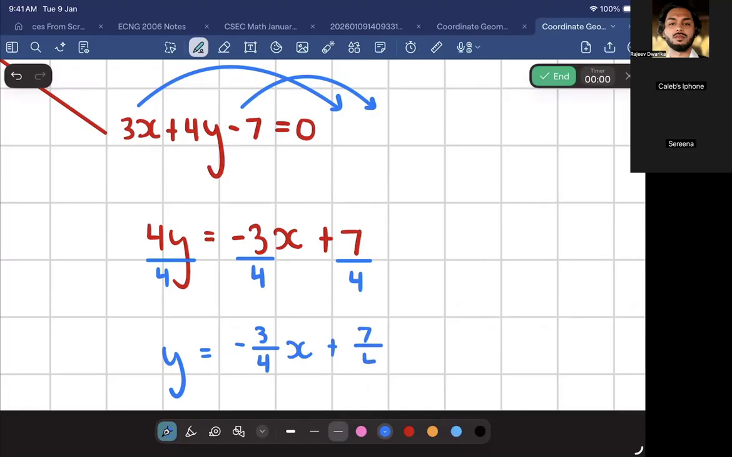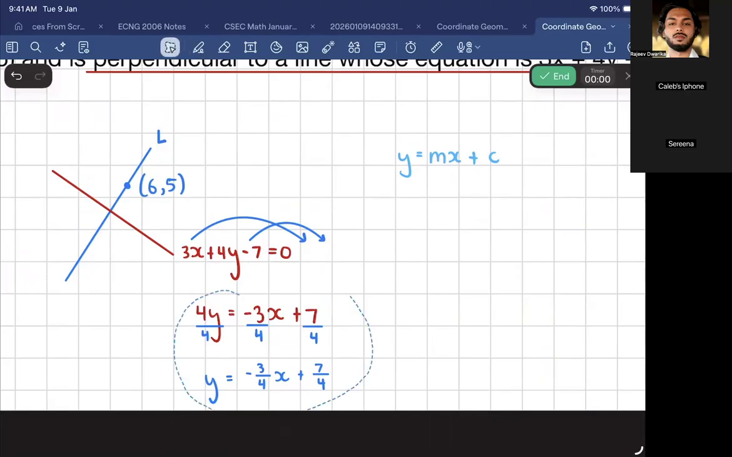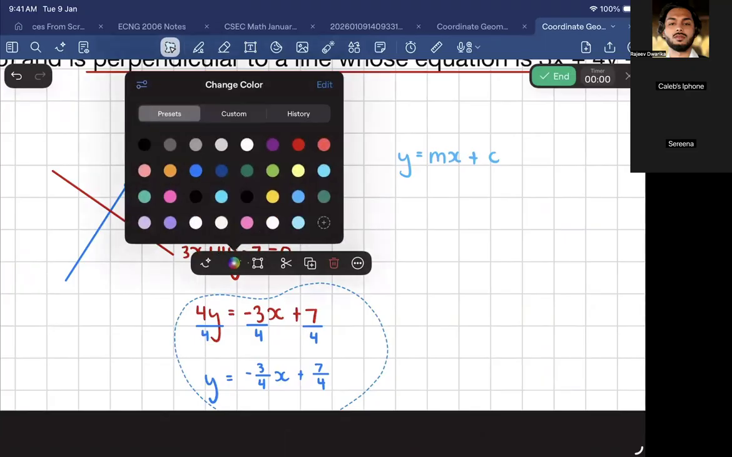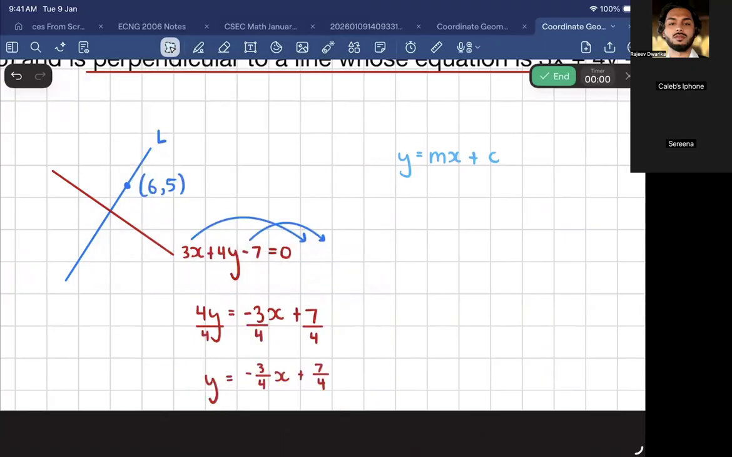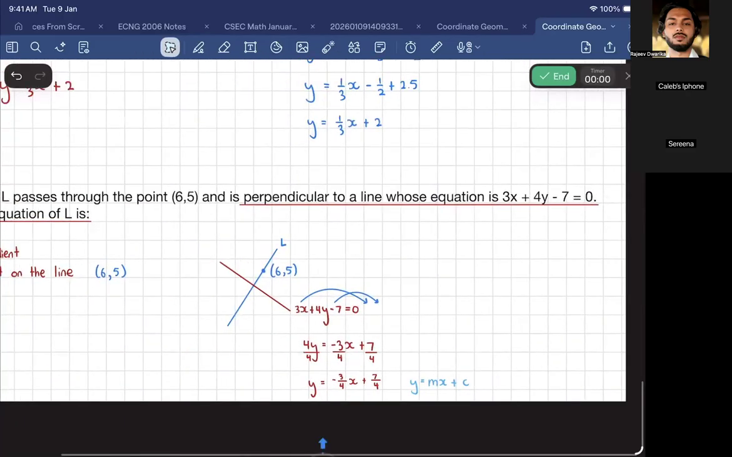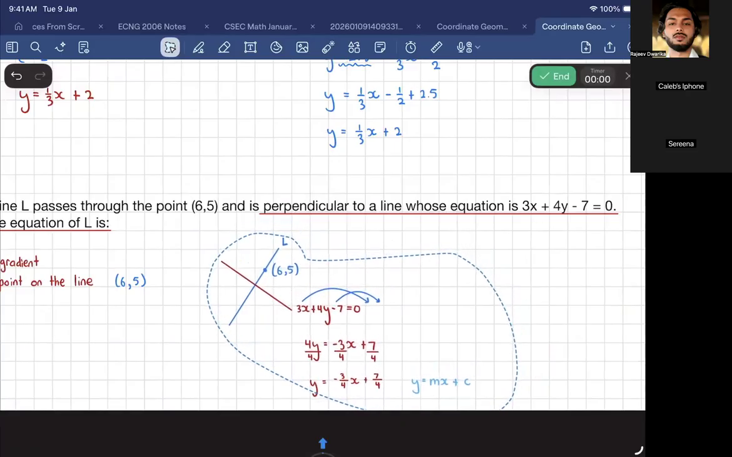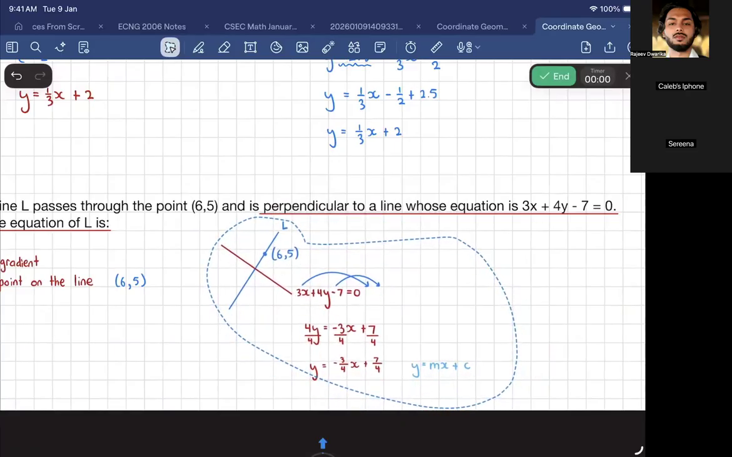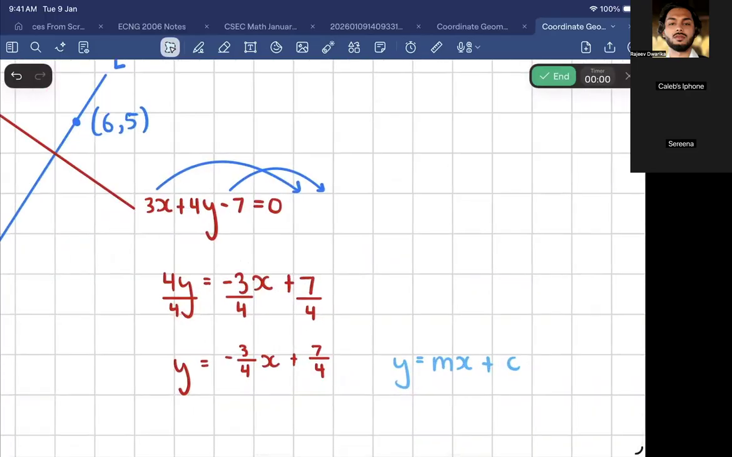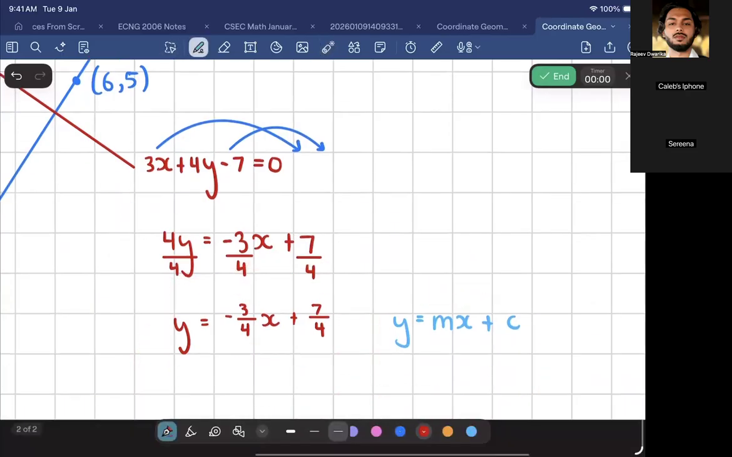Now, is this helpful to us? Is this form helpful? Yes, because now we could actually read off from that. What's the main thing we're interested in? The gradient. Yeah, the gradient. So if you're comparing this and this, what is the gradient? Minus 3/4. Right. But is that the gradient of L?